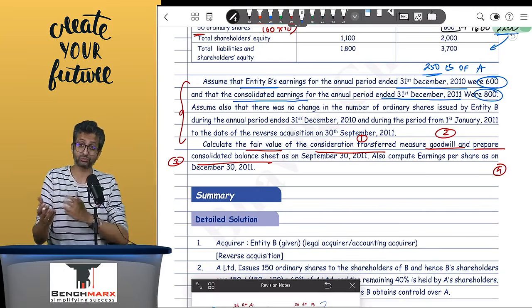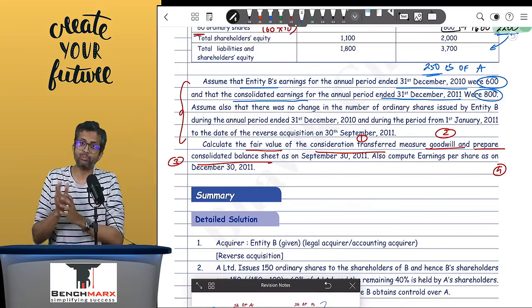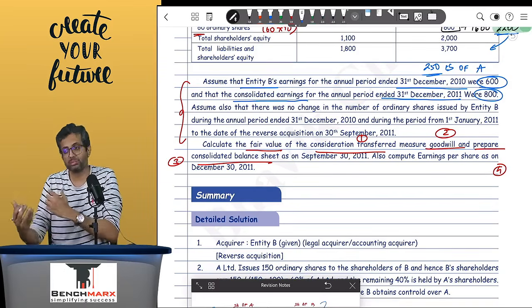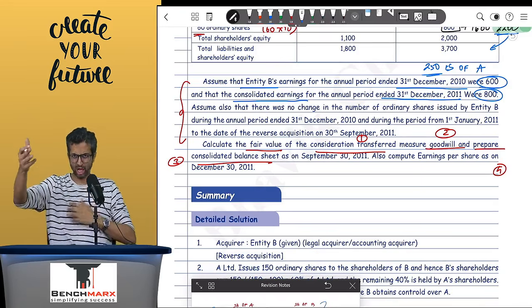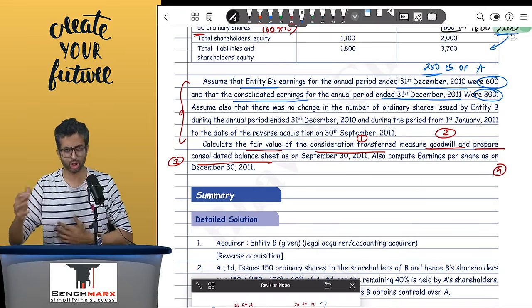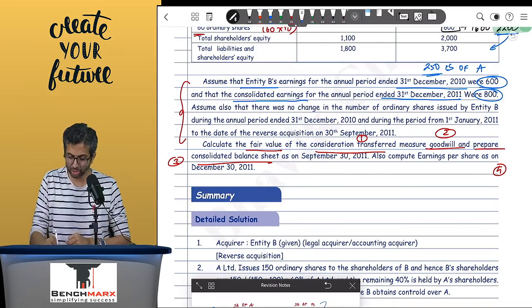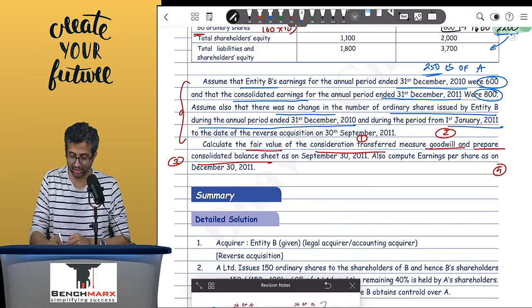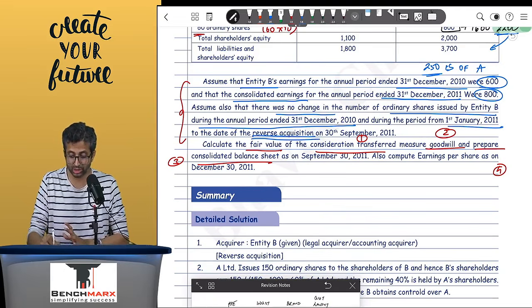Now, in the consolidated earnings, you will have B's profits plus, for the last 3 months, September to December, also A's profits. Assume there was no change in the number of ordinary shares issued by B during the annual period 31st December 10 and during 1st January 11 to the date of reverse acquisition, that is 30th. So your question has clearly told you this is reverse acquisition.